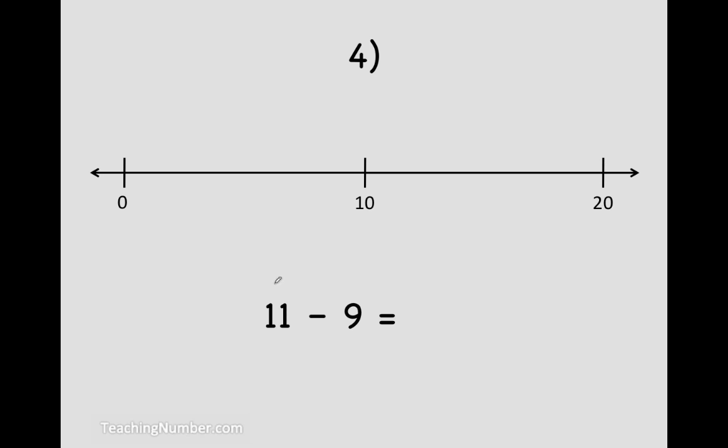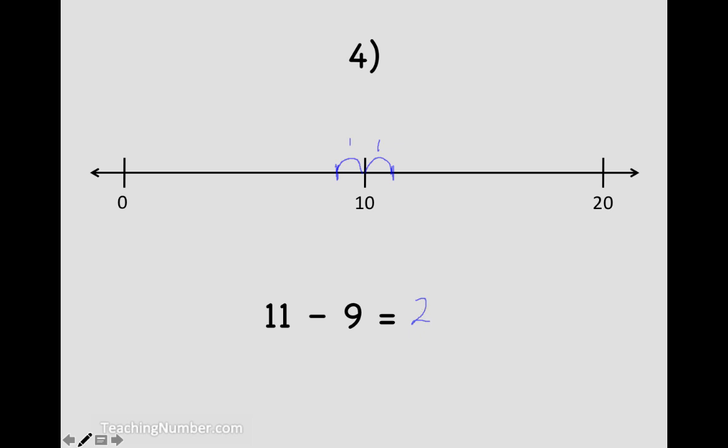How did your model turn out? Well, let's see. 11 minus 9 means the distance from 9 to 11. I know that 9 is right next to 10 and a little bit smaller, so I'm going to put it right here. And 11 is also right next to 10, but a little bit bigger. So I'm going to put it right here. The distance from 9 to 10 is 1. The distance from 10 to 11 is 1. So the distance between 9 and 11 equals 1 plus 1, which is 2.